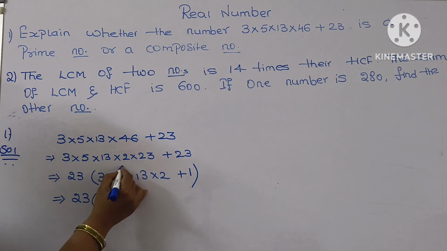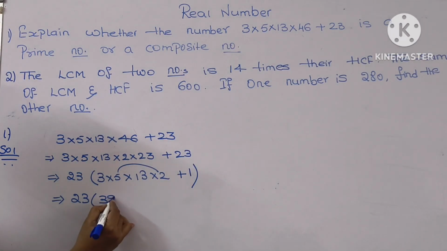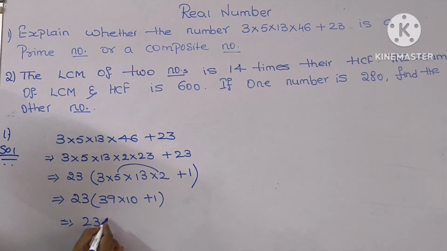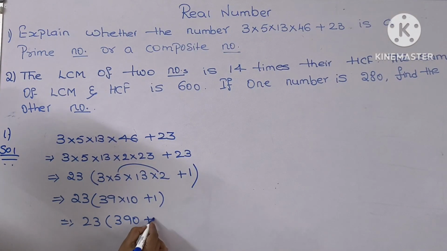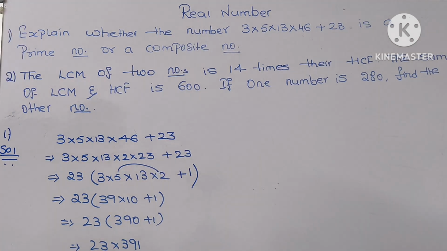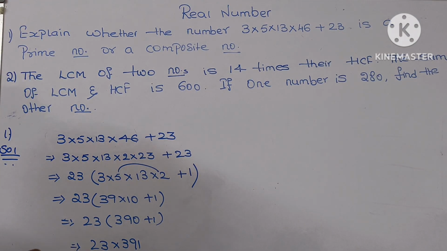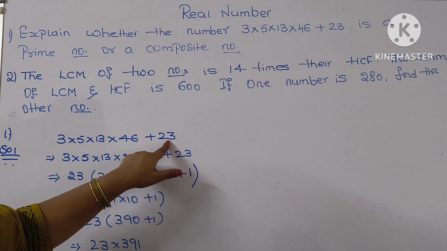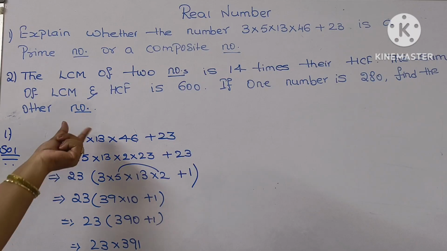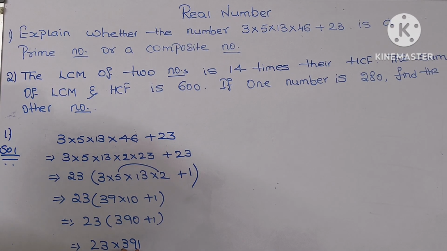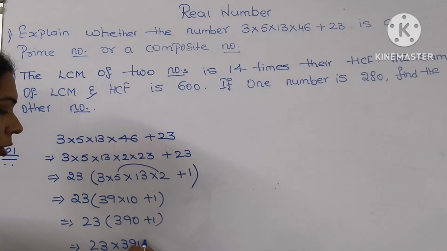23 times, now multiply this. 5 twos are 10, 13 threes are 39. 39 into 10 plus 1. So this would be 23 multiplied by (390 + 1). So this is 23 into 391. You do not have to multiply this out. Leave it like this. Whatever the given number is, we have come to the conclusion that it can be written as a product of 23 and 391. So naturally 1 also will be a factor.